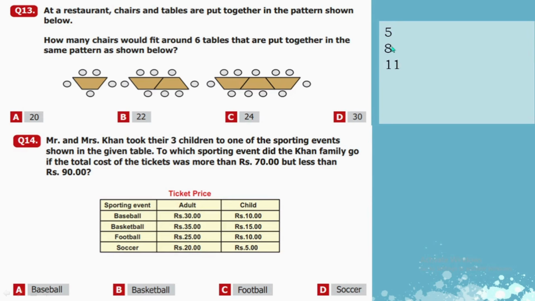We can see that there is a jump of 3. 5 plus 3 is 8, 8 plus 3 is 11, then 14, 14 plus 3 is 17, and then 20. So A is our correct option.